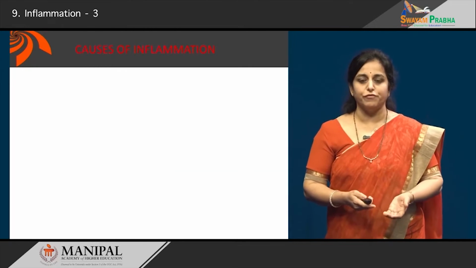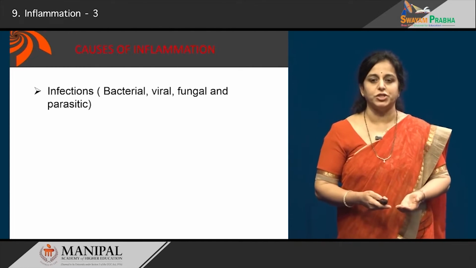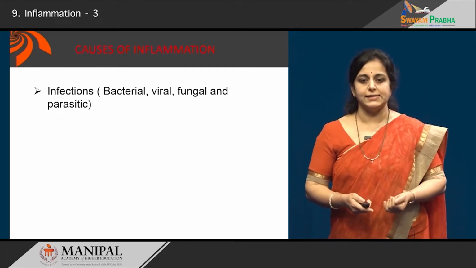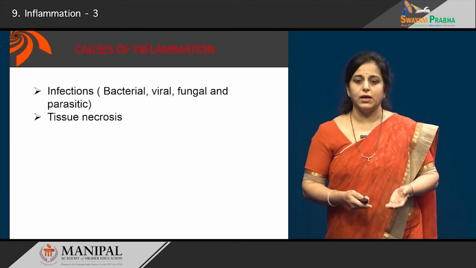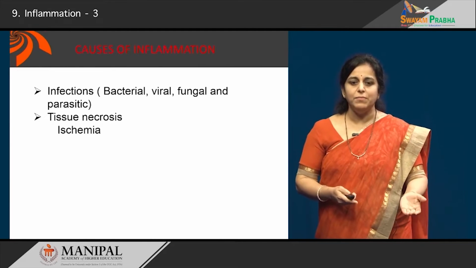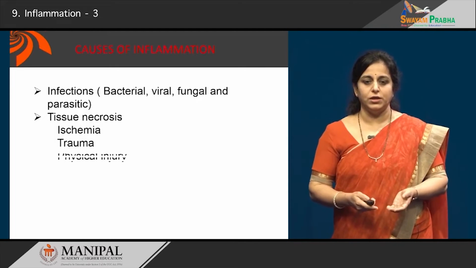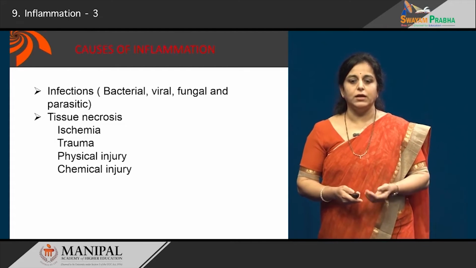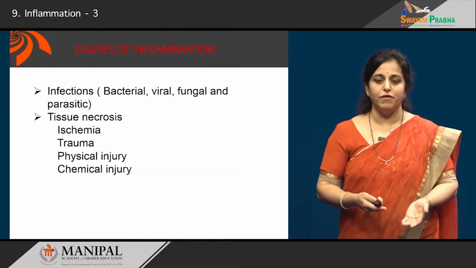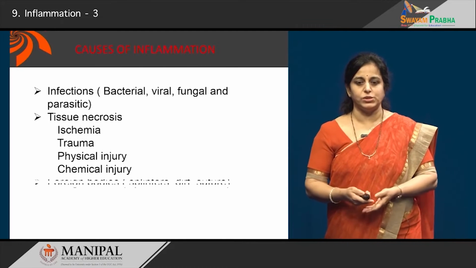Now, what are all the causes of inflammation? First and foremost is infections. Any kind of infection: bacterial, viral, fungal, parasitic, etc. Tissue necrosis, any condition where there is death of the tissue. For example, when there is ischemia and hypoxic necrosis, trauma to the site of injury, physical injury, chemical injury. So, basically any cause of cell death is a stimulus for inflammation to come to the site of injury and eliminate these dead or dying tissues.